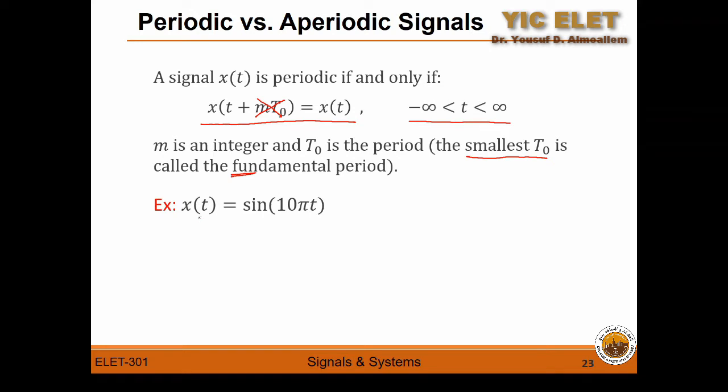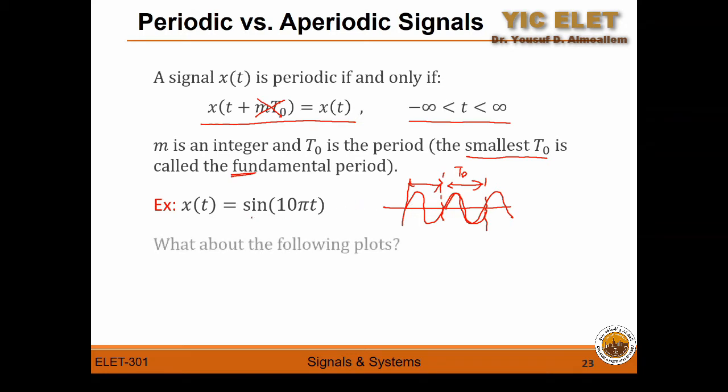And if we want to get an example, sine wave, everybody knows that the sine wave repeats itself in a certain frequency. This is the first period, and it will repeat itself once this period is finished. So this one is repeating again here and repeating again here. So this is the fundamental period that we want to talk about. What about the following plot? What about this one?